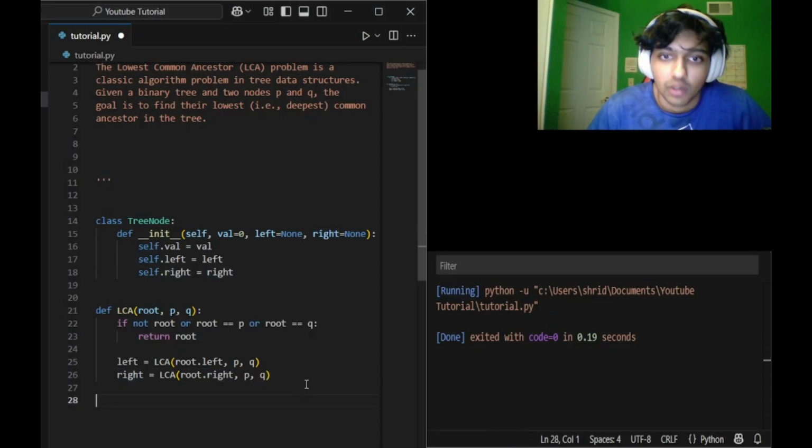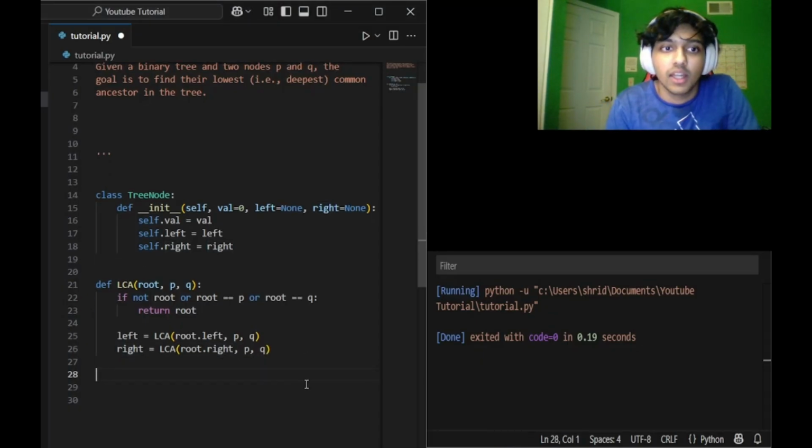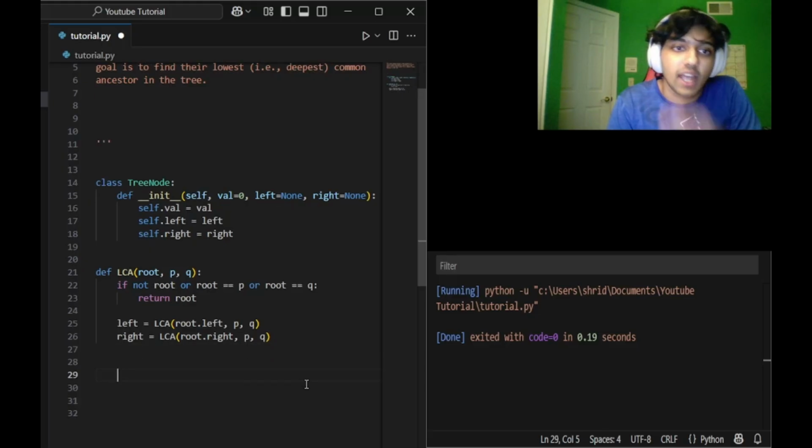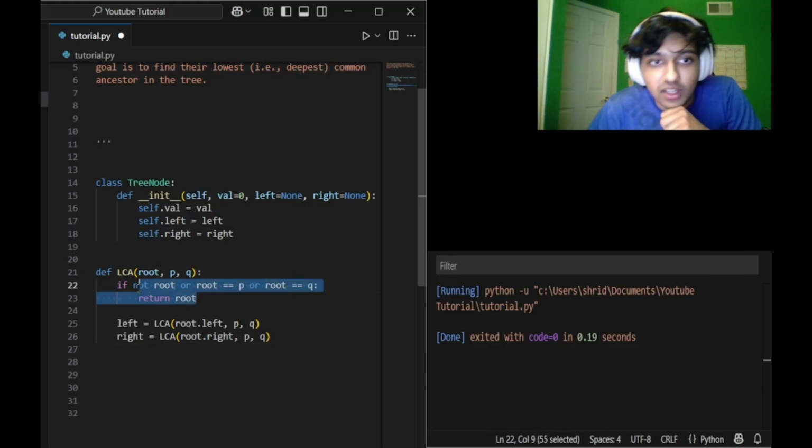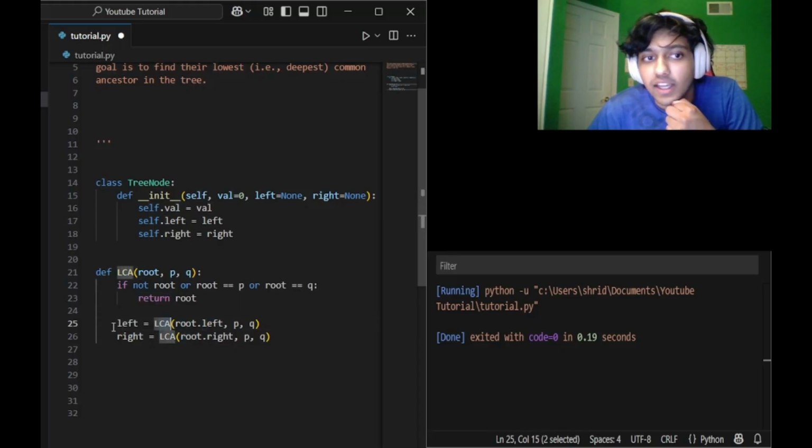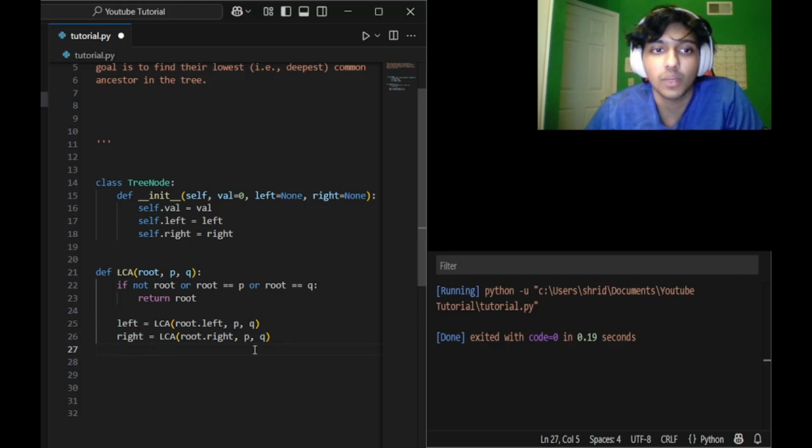Now, what do we need to know? What we need to know is that if, for example, in this function here, if not root, that means that the root is going to be none, right? So if the root is none for everything in the left subtree and everything in the right subtree, then we just ignore it. However, let's say that they're not none, okay? So in any case, let's say left returns something and right returns something.